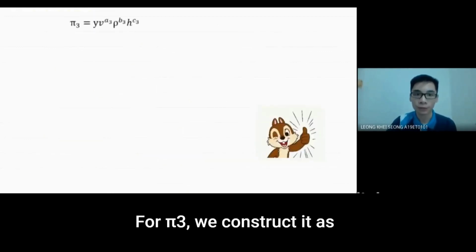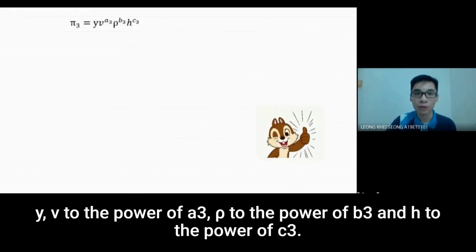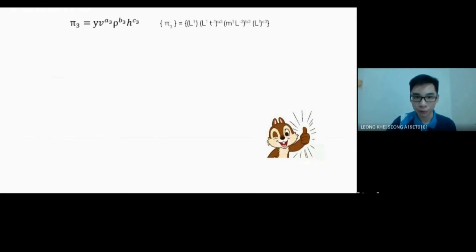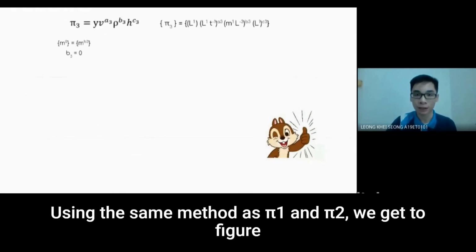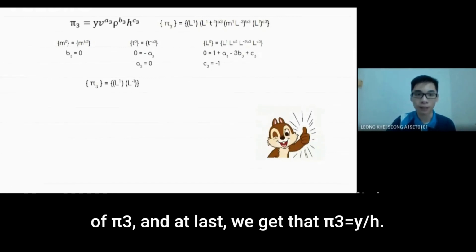For pi 3, we construct it as y V to the power of a3, rho to the power of b3, and h to the power of c3. Using the same method as pi 1 and pi 2, we figure out all the unknown values of the primary dimension equation of pi 3. And at last, we get that pi 3 equals y over h.